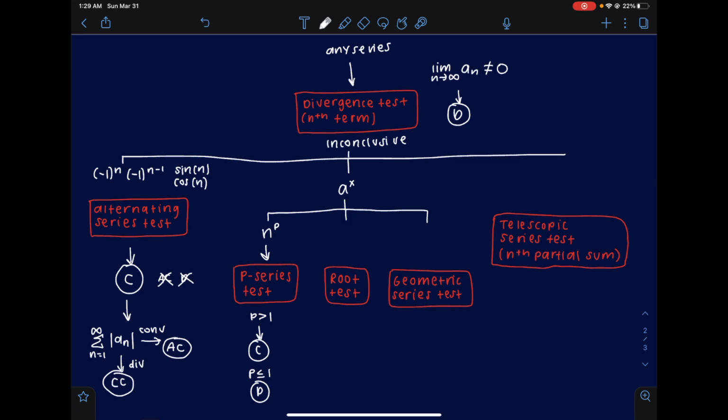Now, if it is of the form n to the power of n, you're going to be using the root test. Remember that the root test can be used to prove either convergence or divergence, or it can be inconclusive.